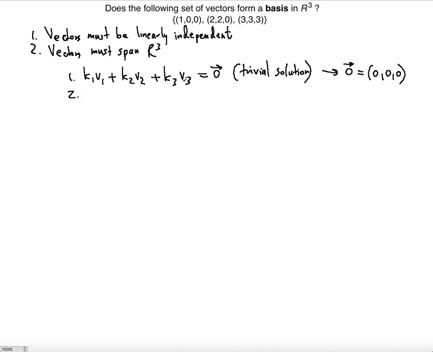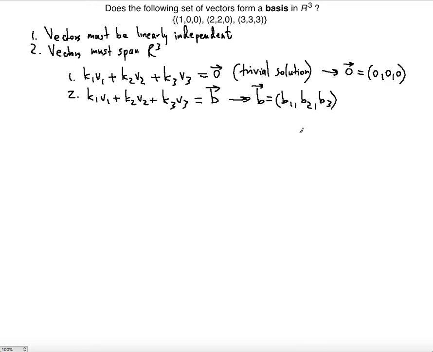Now the second condition is that the left side stays the same, because now we want to make sure that the vectors span the three-dimensional space. And so k1 v1 plus k2 v2 plus k3 v3 is equal to the b vector. The b vector is not going to be a 0 vector. It is going to be broken down into the same three components: b1, b2, and b3.